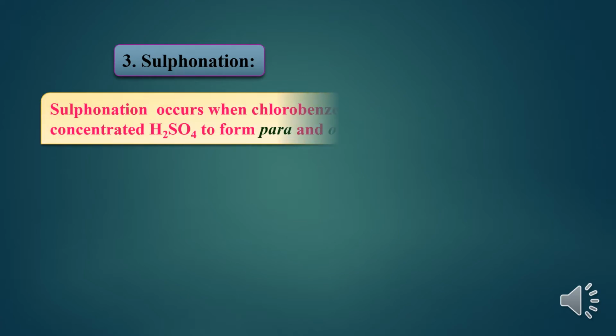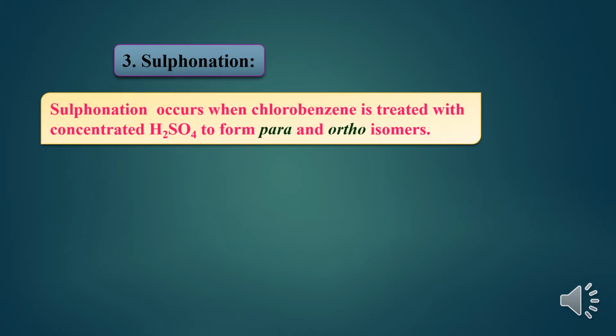Sulfonation. So sulfonation occurs when chlorobenzene is treated with concentrated sulfuric acid to form para and ortho isomers. So here for sulfonation we are using concentrated H2SO4. Then already we know para and ortho. The upcoming electrophile will come to the para and ortho positions. So we will get the para and ortho products.